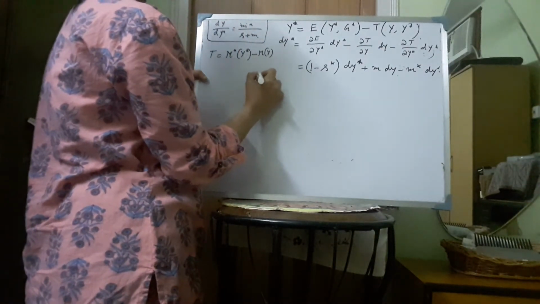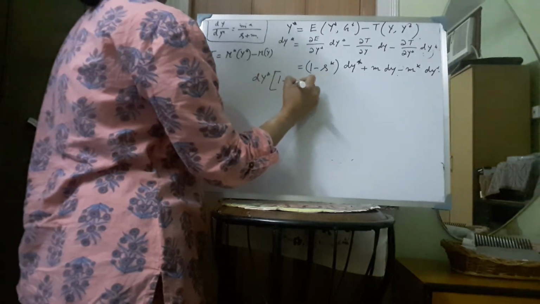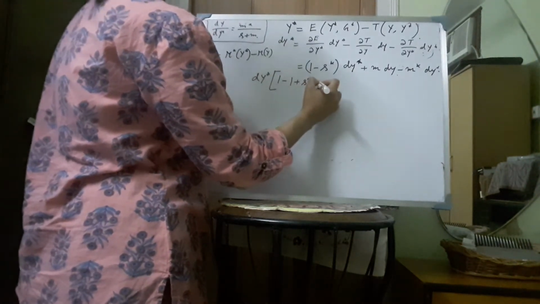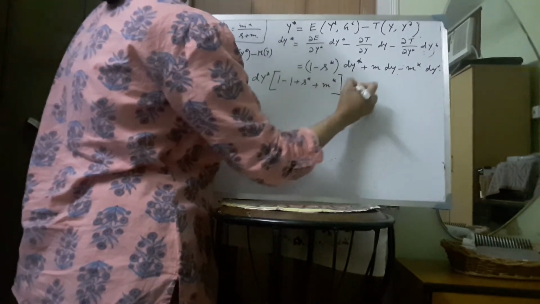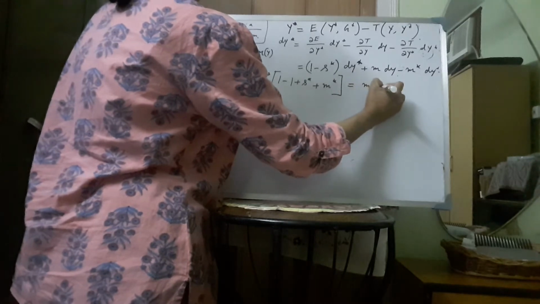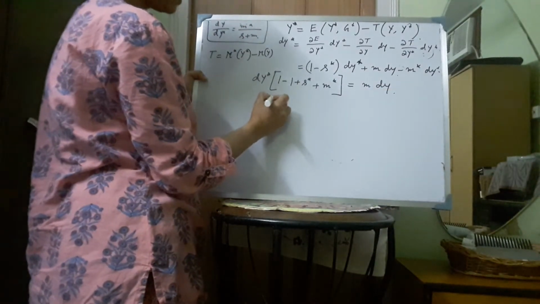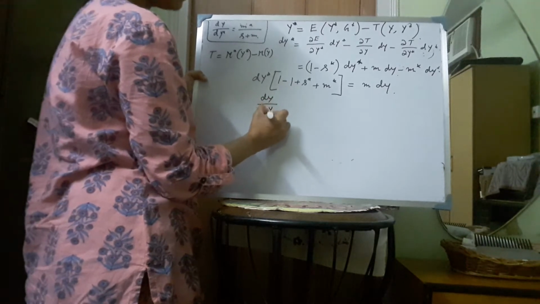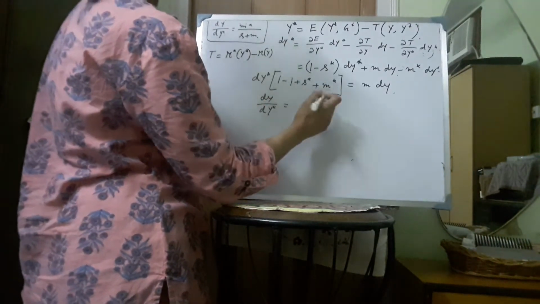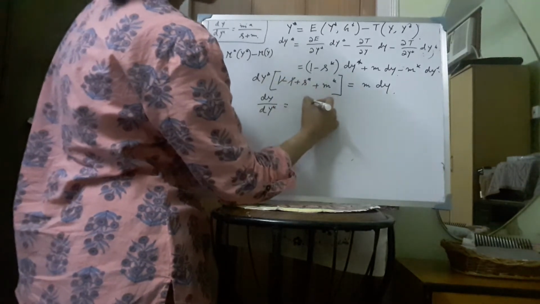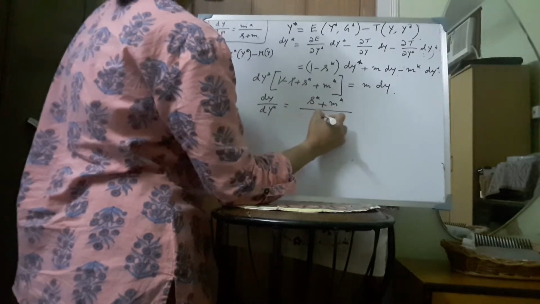Now we are taking dy star common. So we have 1 minus (1 plus A star), then M star. And on the right hand side we have M dy. So from here we can obtain dy star is equal to (A star plus M star) divided by M.